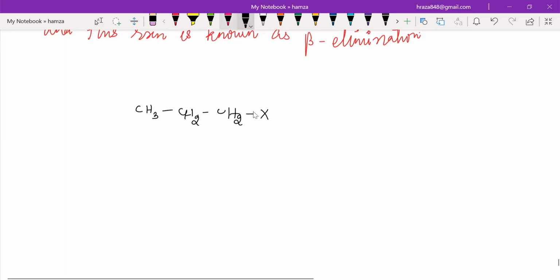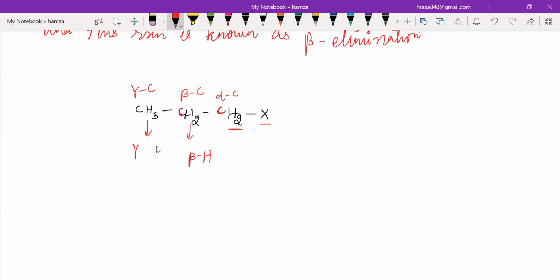Now see, the carbon to which X is directly connected is called alpha carbon, and this hydrogen will be known as alpha hydrogen. And the carbon which is attached to the alpha carbon will be known as beta carbon, and this hydrogen will be known as beta hydrogen. And the carbon which is attached to the beta carbon will be known as, sorry, gamma carbon, and this hydrogen will be known as gamma hydrogen.